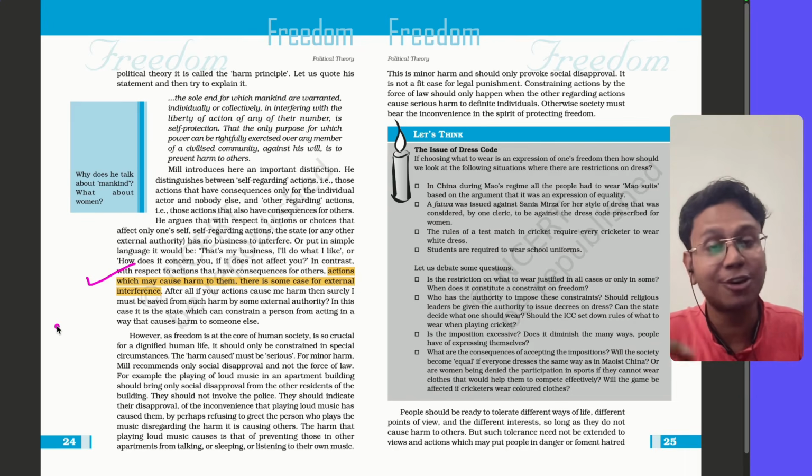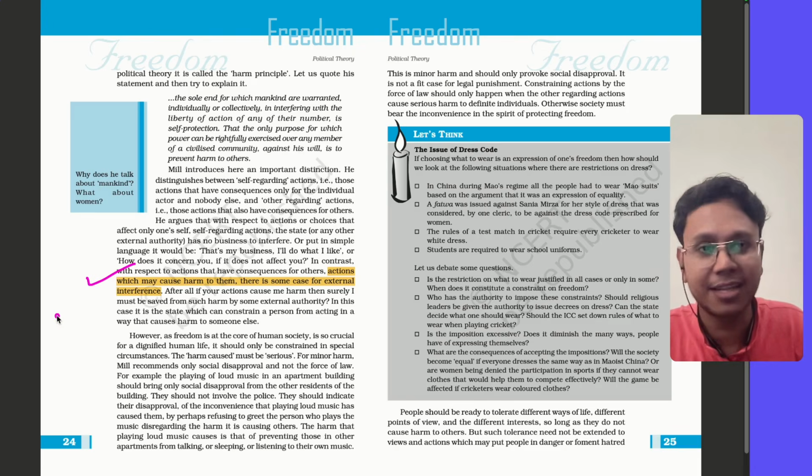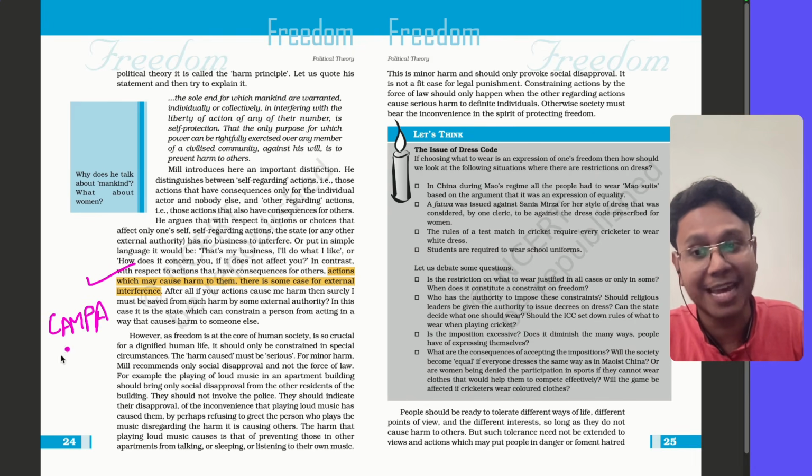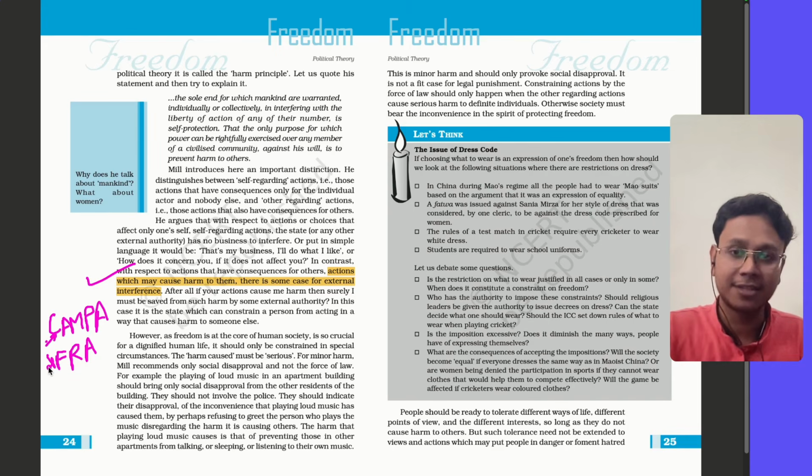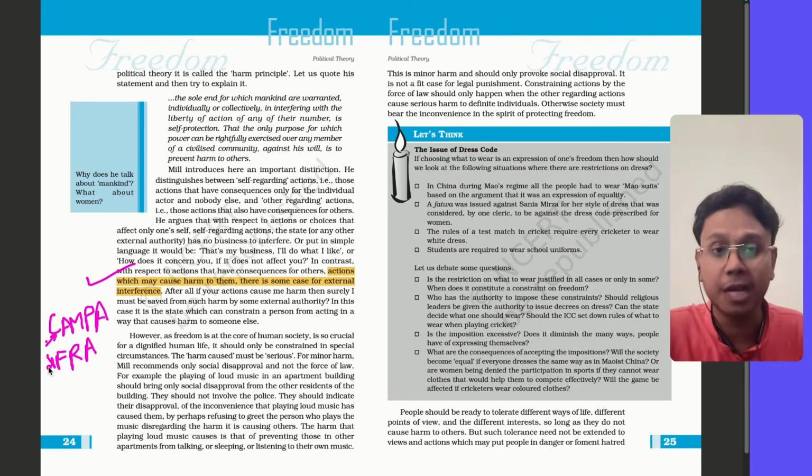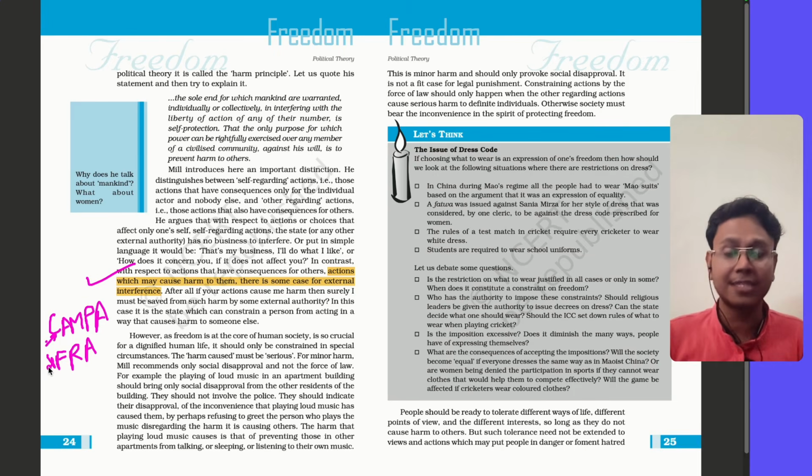That's why the government has a lot of policies with respect to forest cutting. For example, there is the CAMPA legislation, which you must be knowing. There is the Forest Rights Act. These laws provide some constraint that if you are cutting forest, you should keep a few things in mind. In the CAMPA legislation, you should plant more trees. In the Forest Rights Act, while cutting or managing forest, you should also consider the rights of tribals. So these are constraints in line with the harm principle, right?